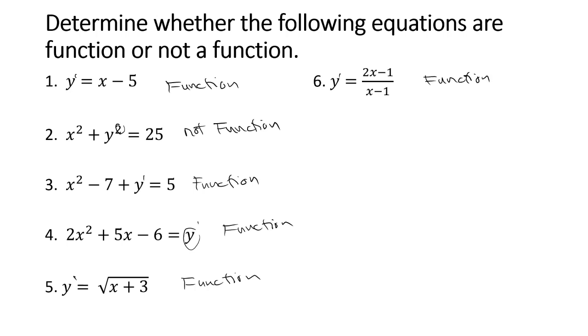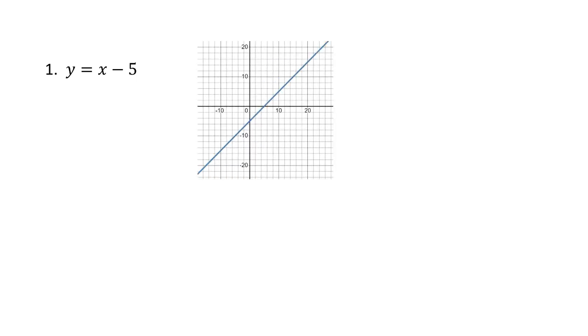To explain this further, so that we can see whether the equation is a function or not, is by looking at their graph. So let's try to graph number 1. If we're going to graph this using the Desmos calculator, you can search that in Google and go right away there and graph this equation. So the graph of y equals x minus 5 is this one.